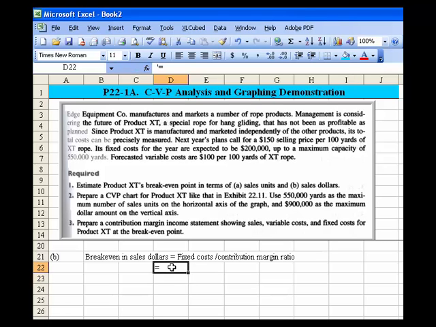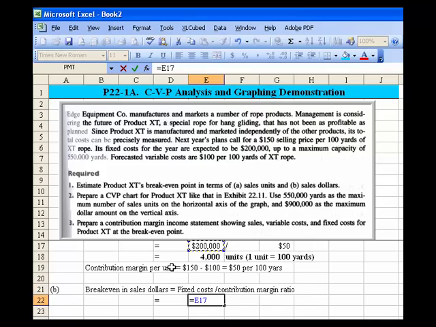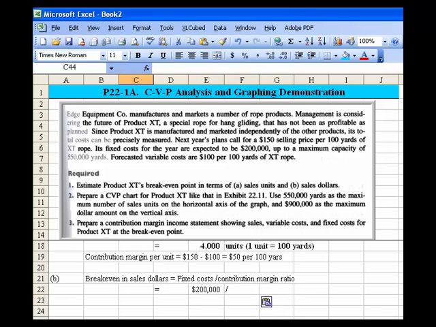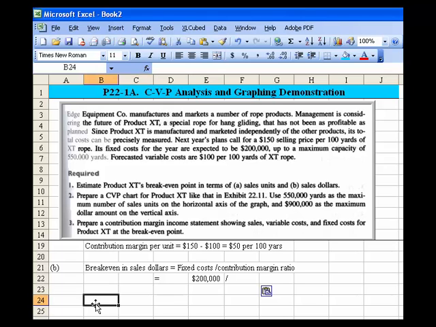Alright, so break-even in sales dollars is fixed cost divided by contribution margin ratio. We know we can pull that 200,000 from above. We'll drop the division sign again, just so we can visually see what we're doing. Now, what's the contribution margin ratio? Let's compute that. The contribution margin ratio is equal to the contribution margin per unit, which is $50, divided by the selling price, which is 150.